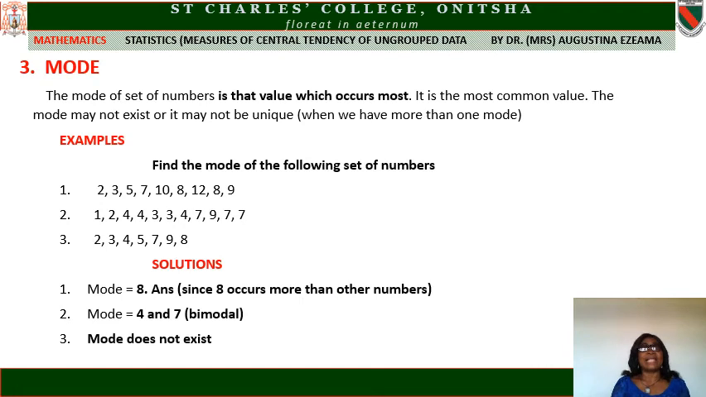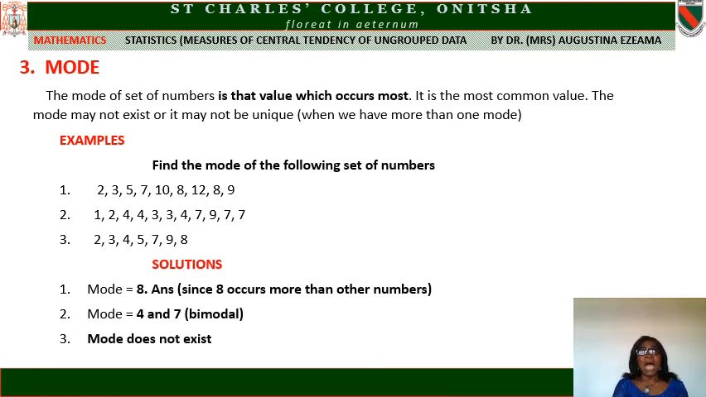Let us now look at the mode. The mode of a set of numbers is that value which occurs most. It is the most common value. The mode may not exist, or it may not be unique when we have more than one mode. Examples. Find the mode of the following set of numbers: 2, 3, 5, 7, 10, 8, 12, 8, and 9.